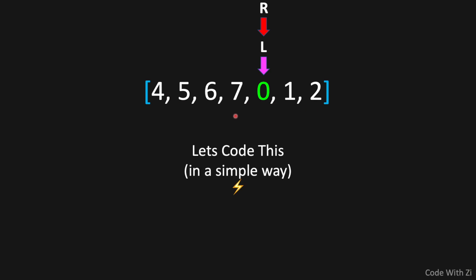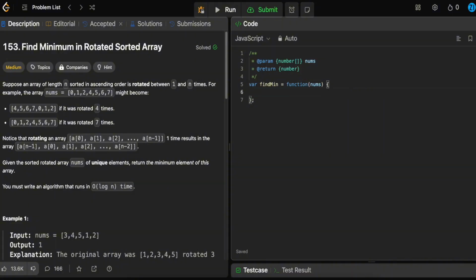Now let's code this in the simplest way possible. Alrighty, let's code this together. So literally the same thing that we saw in the slides. We're going to say we need a variable called left. So this is going to be equal to 0 because that's going to be the index of the first element. And then we need a variable called right, and this is going to be equal to nums.length minus 1. And this is going to be the index of the last number, the last element inside of our array.